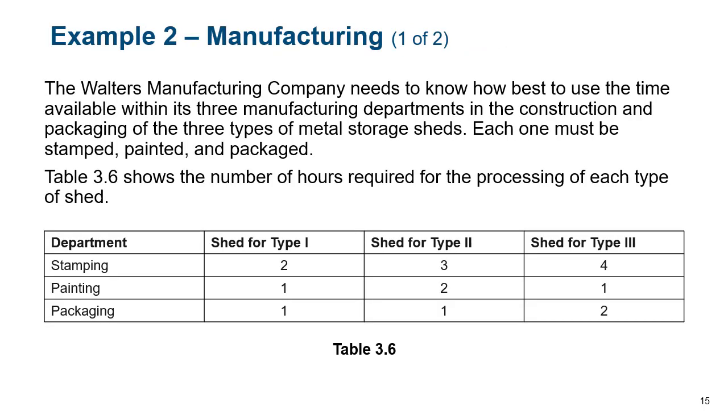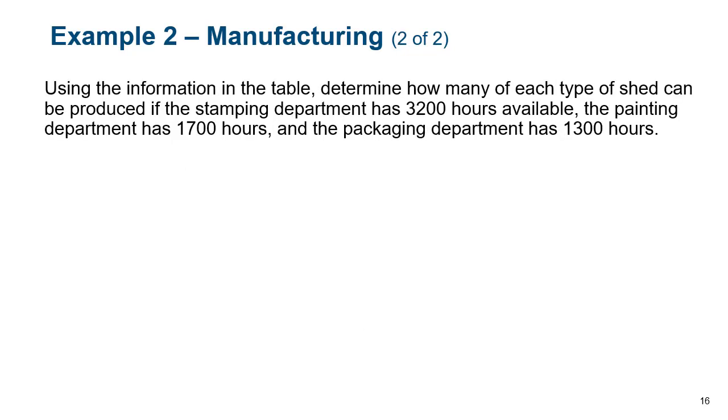All right, how about another example? So we've got a manufacturing company. They want to know how to best use the time available within their 3 manufacturing departments. Each one must be stamped, painted, and packaged. So here's our data. Basically, this is how much time, right, the hours required for processing each type of shed. Then, of course, we need to know how much things cost, and we need to know some constraints.